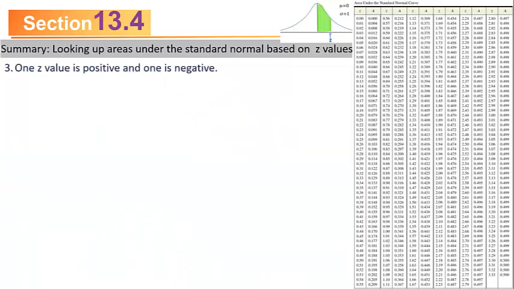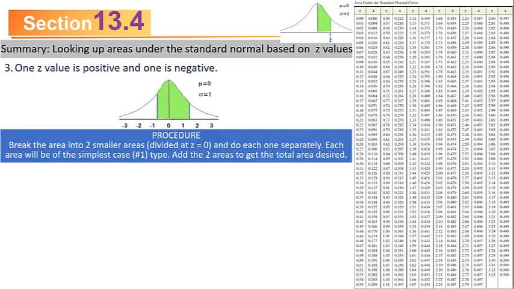The third case is when one z value is positive and one's negative. Whenever that happens, that means that z equals 0 is inside the area that you're looking for. And whenever that happens, the strategy is just to break it into two separate problems. Do the value from 0 to the positive z value, look that up in the table and get that answer, and then do the other one, look that up, and then add the two areas together. And again, we've done several of those.